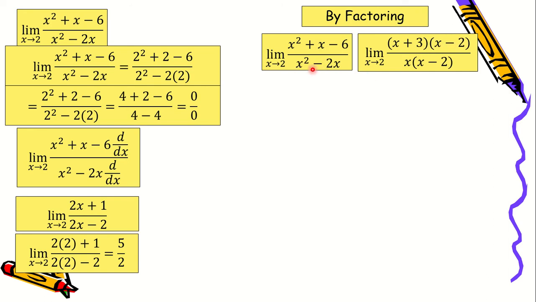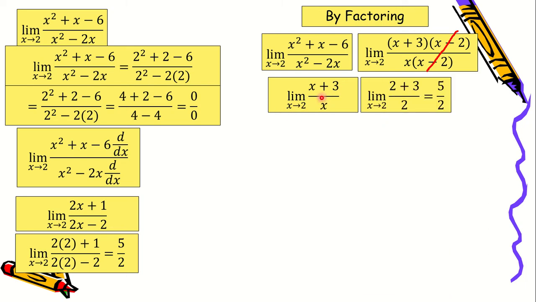Dito naman sa denominator part, finactor out natin yung GCF, or greatest common factor, which is x. So the factors of the denominator is x times x minus 2. So we can see that x minus 2 can be eliminated. So ang matitira na lang ay the limit of x plus 3 divided by x as x approaches 2. And then, plinag in natin yung 2 dito sa resulting equation. So we have the limit of 2 plus 3 over 2 as x approaches 2 is equal to 5 halves. So as you can see, the answers are the same.